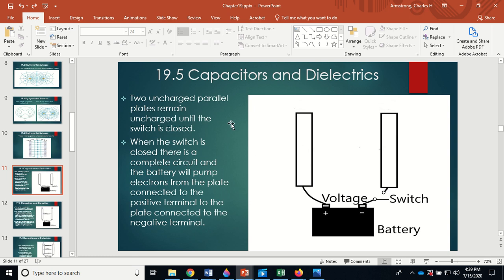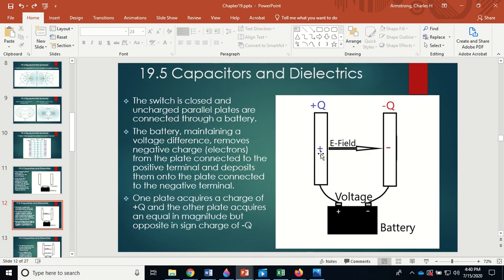When the switch is closed, there is a complete circuit, and the battery will pump electrons from the plate connected to the positive terminal to the plate connected to the negative terminal. So here we started pumping. We pumped an electron. Boom. It's nice and easy. That doesn't take much energy at all. It's nice and easy for the battery to do that.